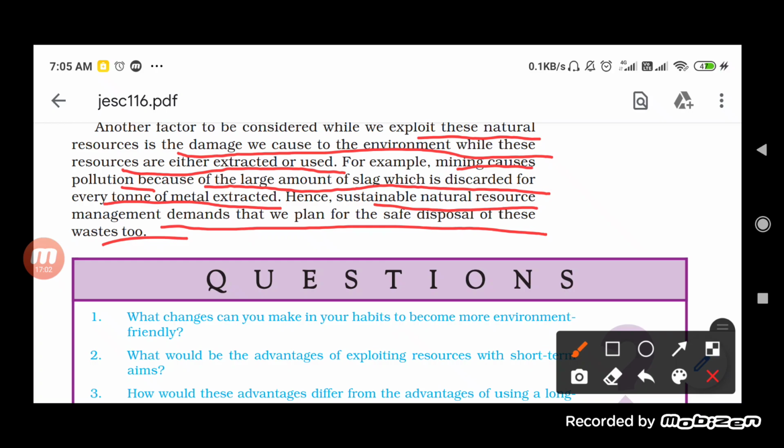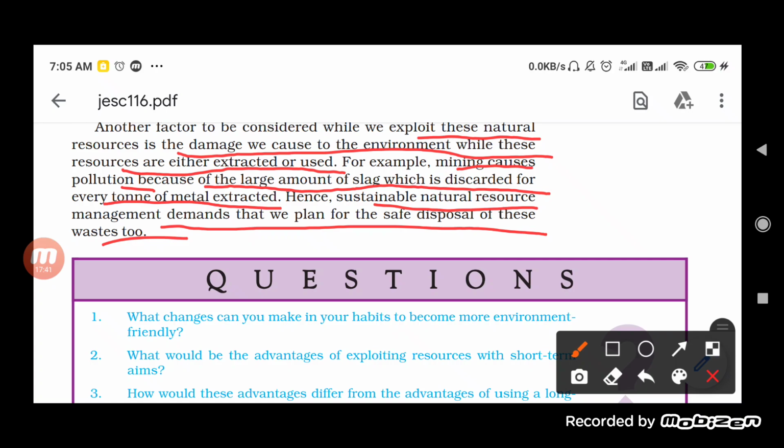Here it is said that proper management will take into consideration the damage caused to the environment during the extraction or use of natural resources, and find ways and means to minimize this damage also. Proper management of natural resources is important, because when we extract or use natural resources, we are the reason for causing damage to the environment. So it is really important to minimize this kind of damage.